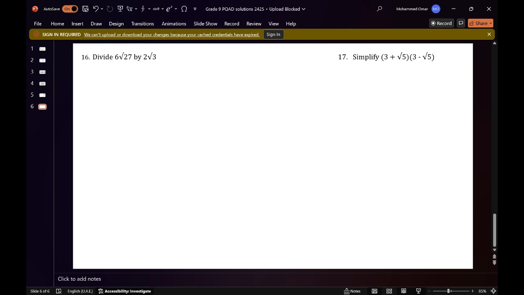And today we are going to see the 16th and 17th problems of practice question a day, grade 9. When we see the question, divide 6 root 27 by 2 root 3, we can understand that this problem is related to irrational numbers. And the 17th problem is also about irrational numbers, where we have to multiply. So let us have a look at the properties of irrational numbers.